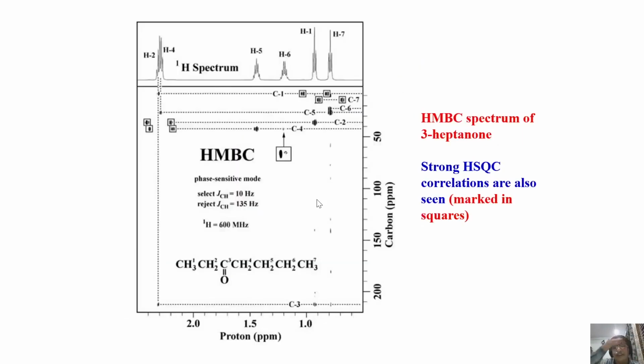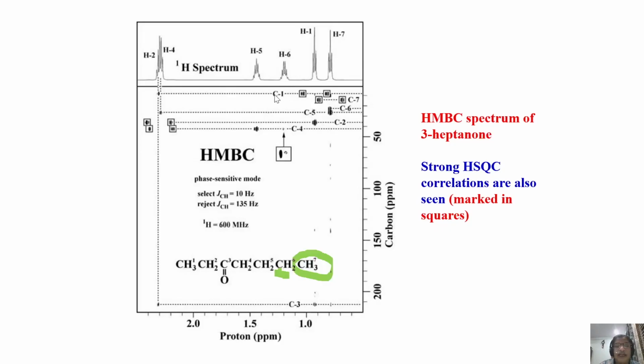Now the same thing if you do the HMBC, what happens? At the site of this proton, CH3, you have a correlation. This correlation is seen at CH2 carbon. For example, CH2 carbon can give correlation to this proton or this proton. Okay, look at this one, proton 6. We will start with one of the simple ones which we very well know.